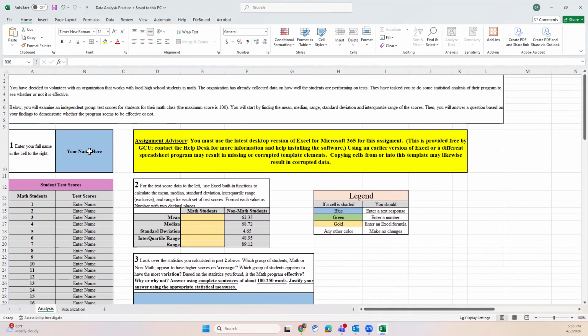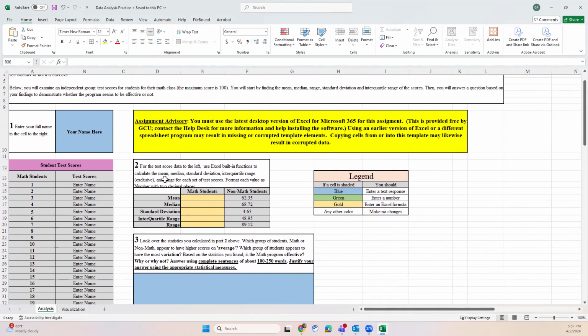This one will put our name, some information. This is telling us what we're doing. It's telling us the maximum score that's possible in these classes is 100, so you can't get more than that. It also tells you what we're doing. We're going to find a mean, median, standard deviation, interquartile range, exclusive, and range. We'll come back to those pieces in a minute.